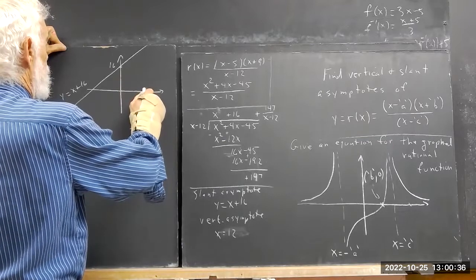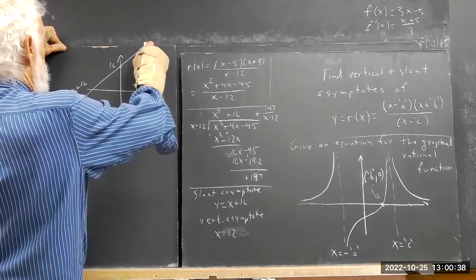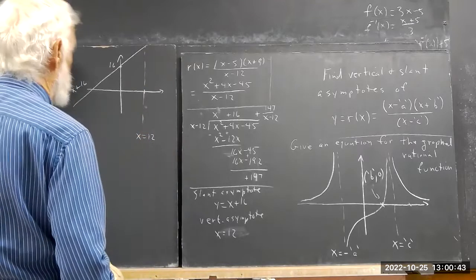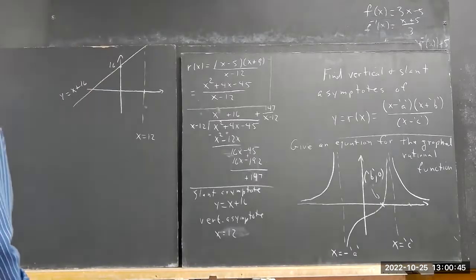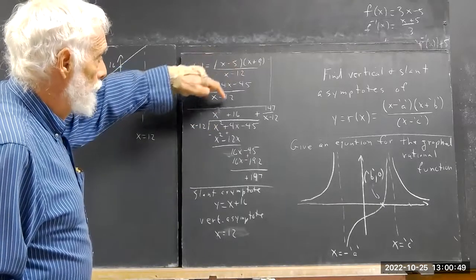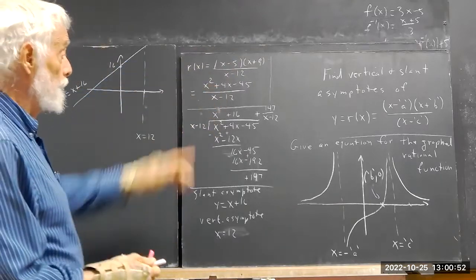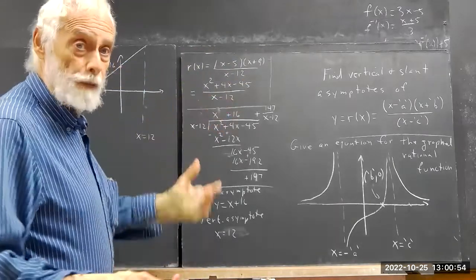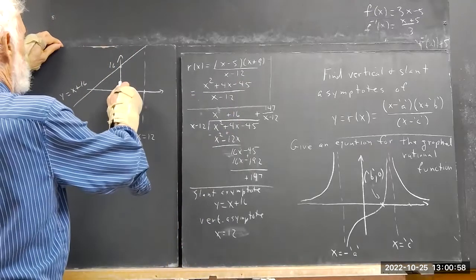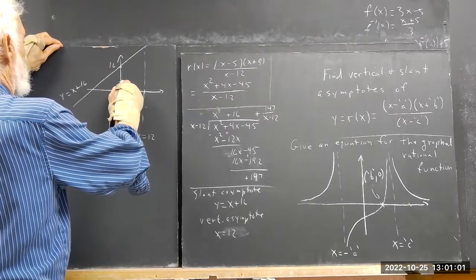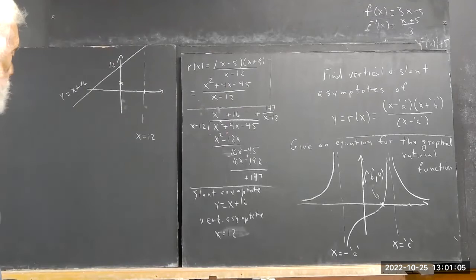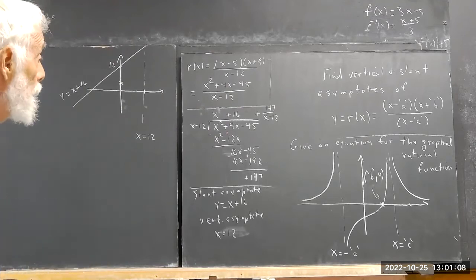So if that's 16 and we have equal scales, here's x equals 12. Your y-intercept, which we didn't calculate, but it would be negative 45 over negative 12, x equals 0. You're going to get 45 over 12, which is a little less than 4. So there's your y-intercept. I'll label it in a minute after I do the rest of the graph.